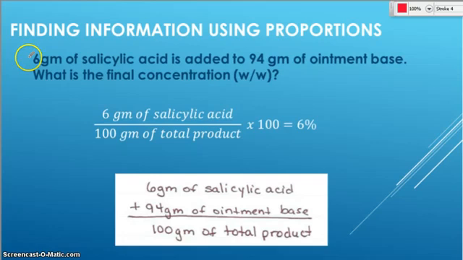Here's our next one. We have 6 grams of salicylic acid. That's our active ingredient. And here you go. It says is added to 94 grams of an ointment base. So since we're adding it to, we have to take that 6 and add it to the 94. So we have a total of 100 grams of product. So the active ingredient is 6. The total product is 100. 6 out of 100, and then times 100 is going to give us our percent, which in this case is 6%.